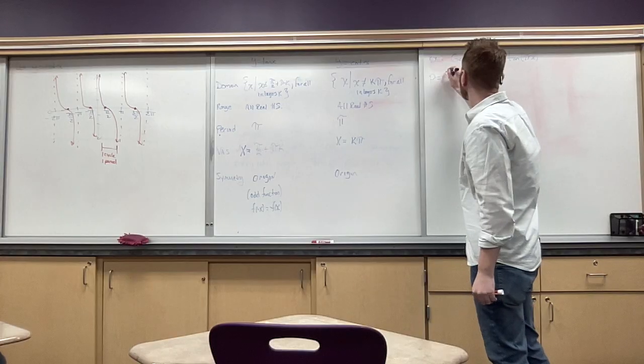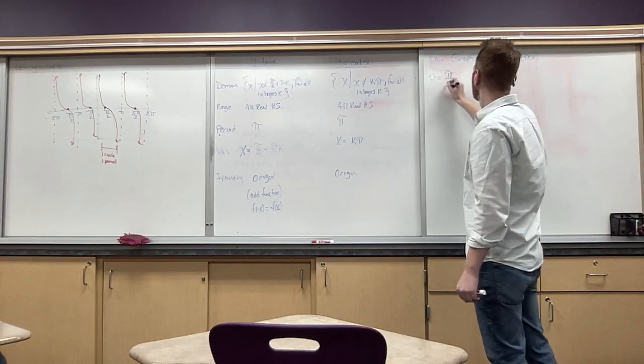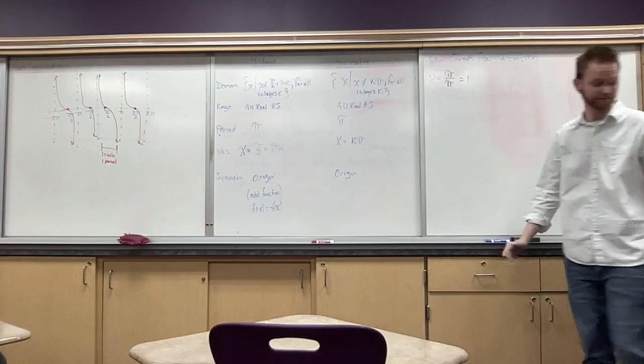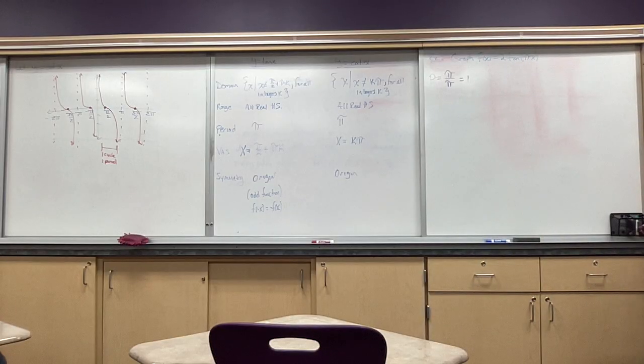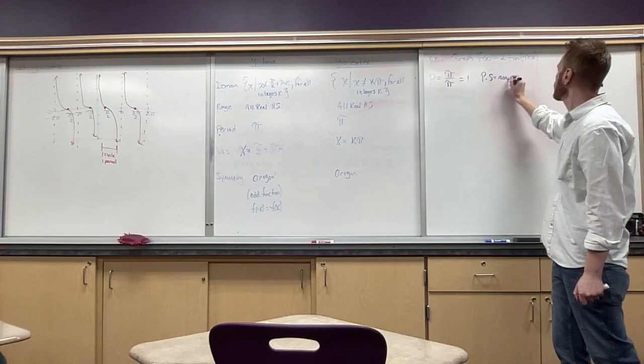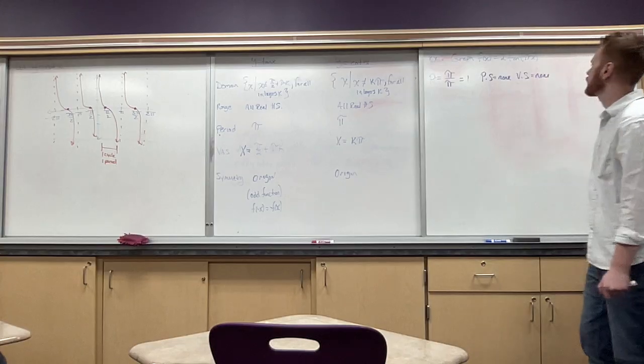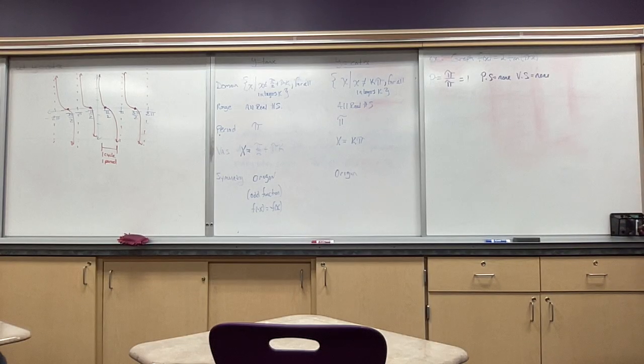Period. Well, a period's just pi over my b value. So it's 1. Okay, that's pretty nice. Phase shift, there isn't any. Vertical shift, there isn't any. So we're all good with that stuff. We'll cover that in our last example.